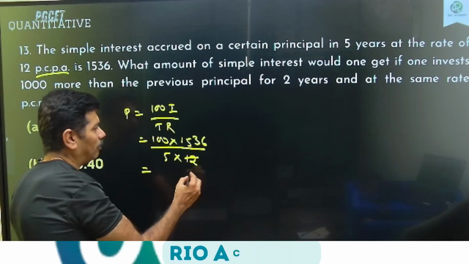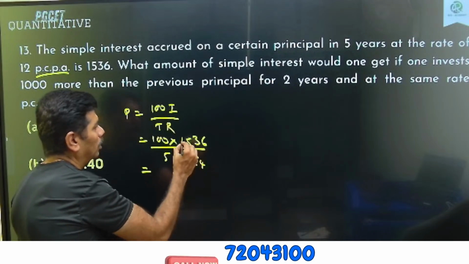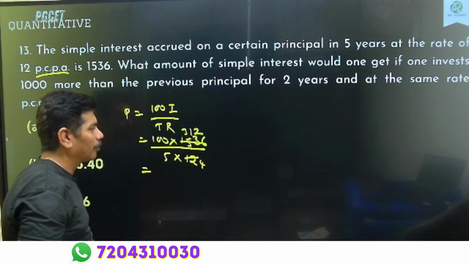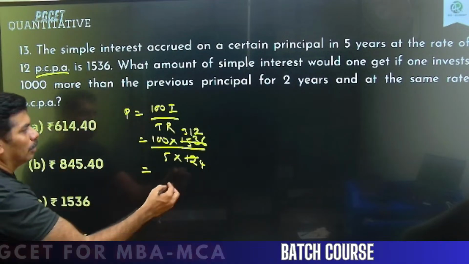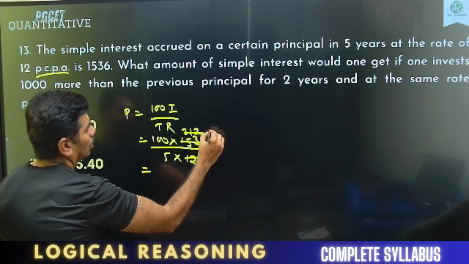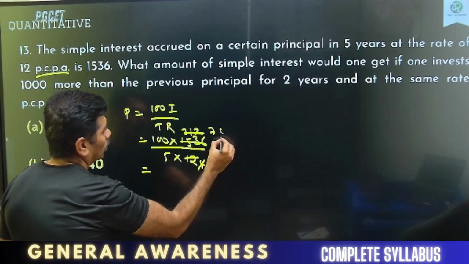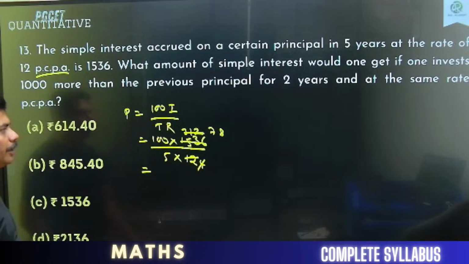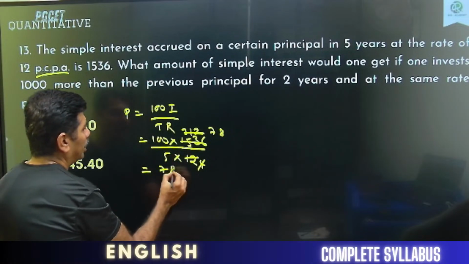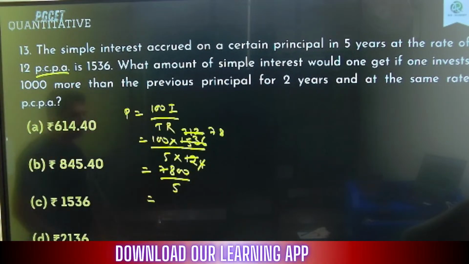Otherwise you can use a simple format: 3 times 4, 3 times 3, 3 times 1, 3 times 2. So 3 1 2. Further, when you simplify, 4 times 1, 7, 8. So this is 78. So this will be 7800 divided by 5.